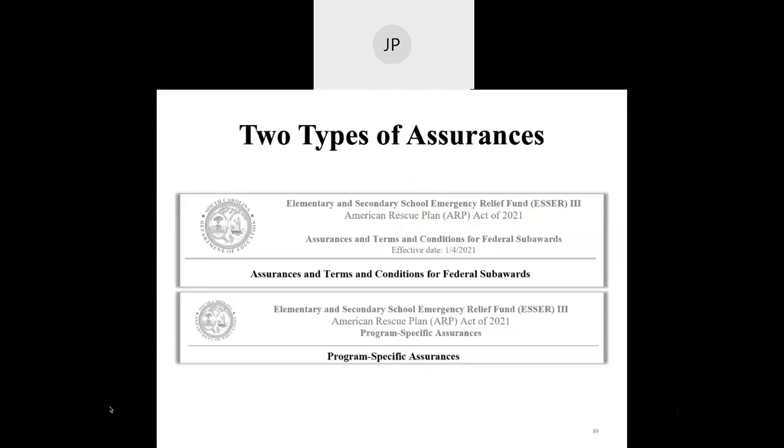There are two types of assurances. There are the assurances in terms and conditions for federal subawards. Those are applicable to any subaward. They're something that everyone should be familiar with, but it's a great idea to review them again as a refresher. There are also program-specific assurances that are passed through to the LEAs as part of the American Rescue Plan's ESSER language. Again, it's important to remember that this is the biggest subaward ever that you will have received from us. And so I think that's why you're going to see these detailed, unique assurances.